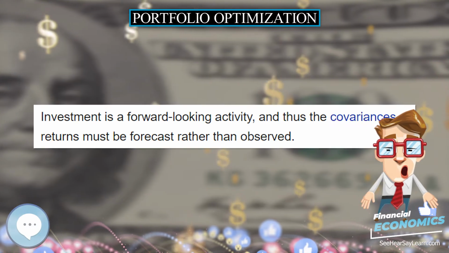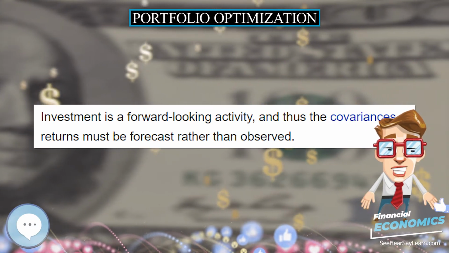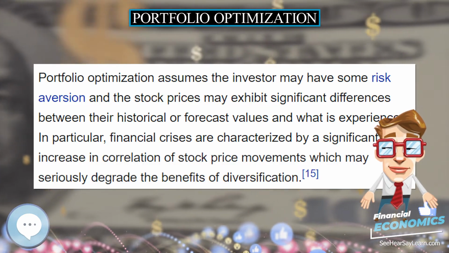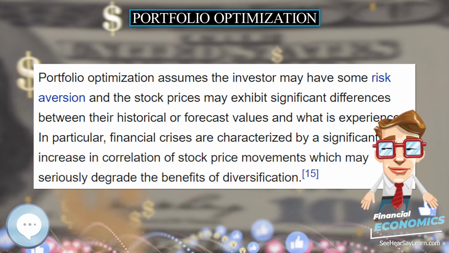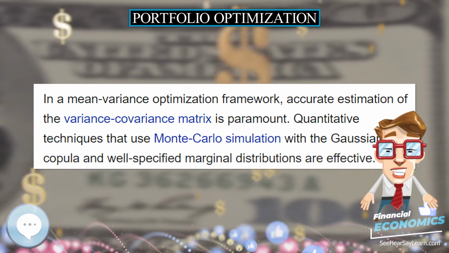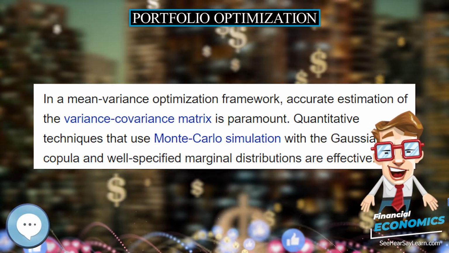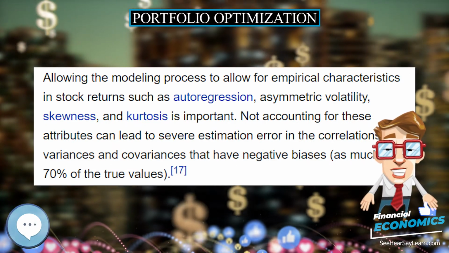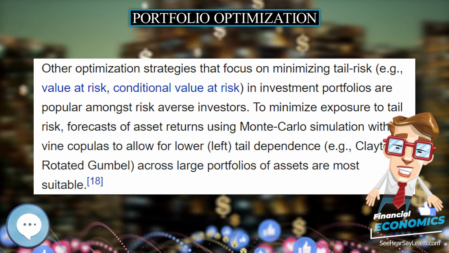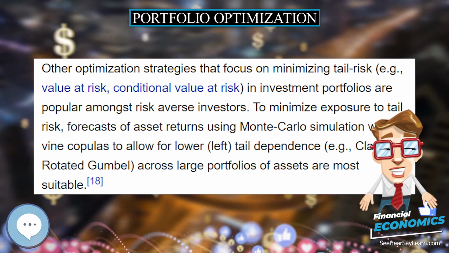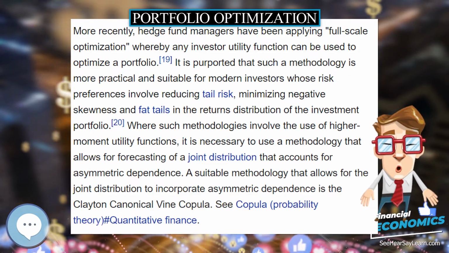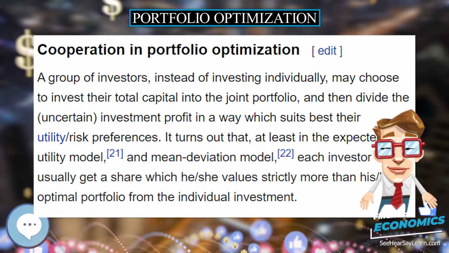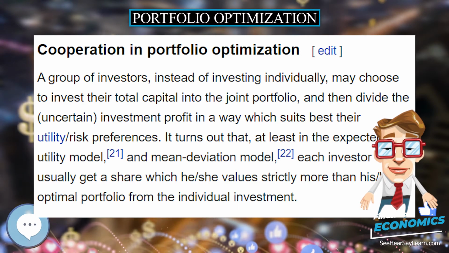Improving portfolio optimization. Correlations and risk evaluation. Different approaches to portfolio optimization measure risk differently. In addition to the traditional measure, standard deviation, or its square, variance, which are not robust risk measures, other measures include the Sortino ratio, CVaR, conditional value at risk, and statistical dispersion. Investment is a forward-looking activity, and thus the covariances of returns must be forecast rather than observed.